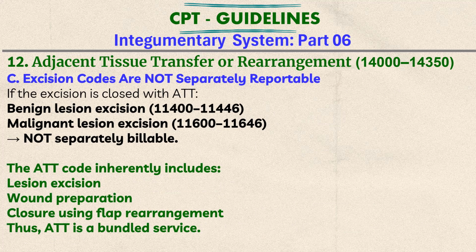Also, excision codes are not separately reportable. So if the excision is closed with adjacent tissue transfer, for example, benign lesion excision or malignant lesion excision, those are not separately billable. So in summary, the adjacent tissue transfer code inherently includes lesion excision, wound preparation, and closure using flap rearrangement. Thus, adjacent tissue transfer is a bundled service.